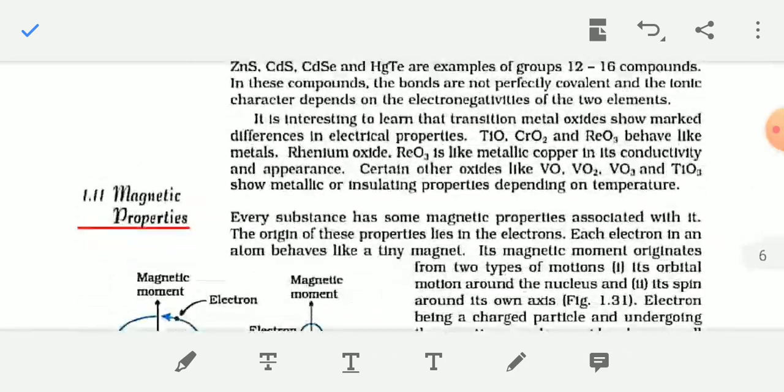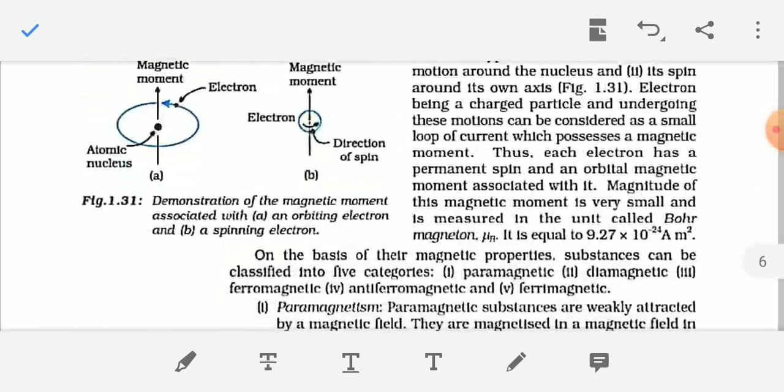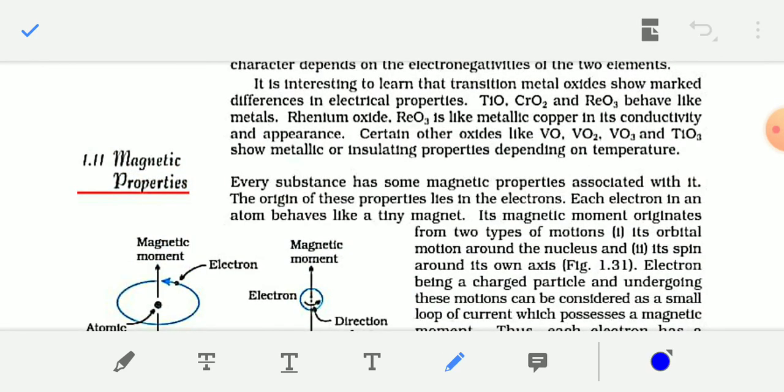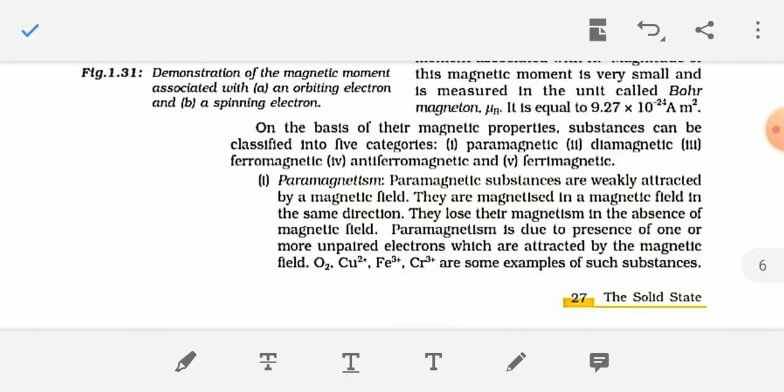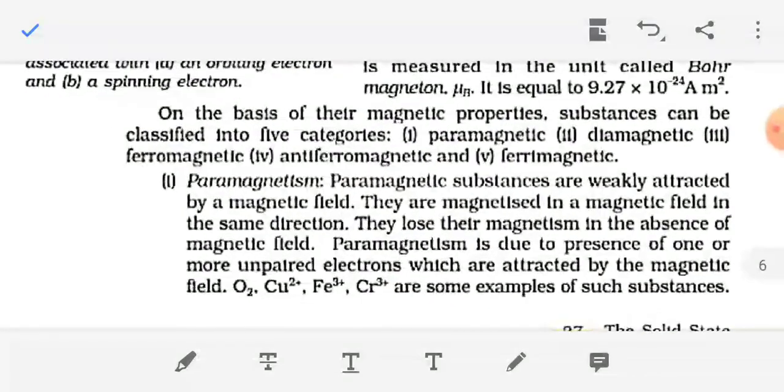Here the application of semiconductors is given. And last, magnetic properties of solids. Magnetic nature. Here are some definitions you have to read.